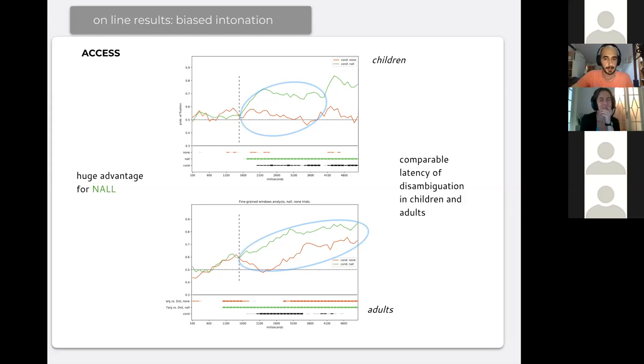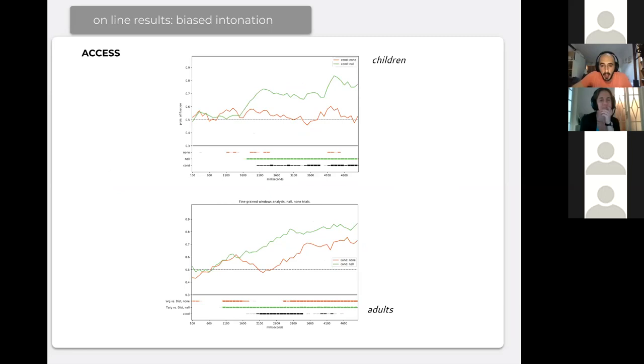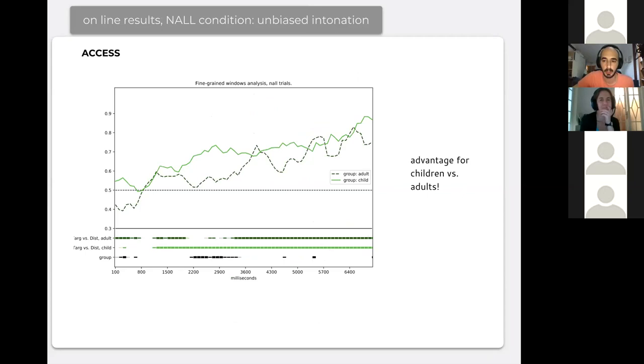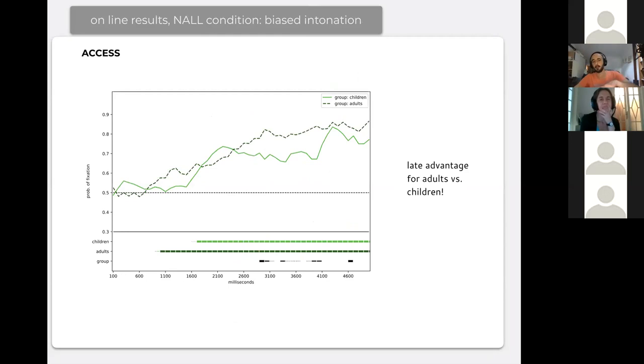Good. All right, so if you compare it to chance, you see that in the second experiment, the difference is much larger. If we compare children to adults in the implicature support condition, you see that children, the solid green line here, have a clear advantage at 2 seconds from the onset of the target. And in the second experiment, this kind of disappears, and if anything, there is a late advantage for adults.